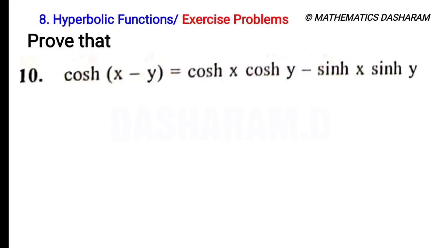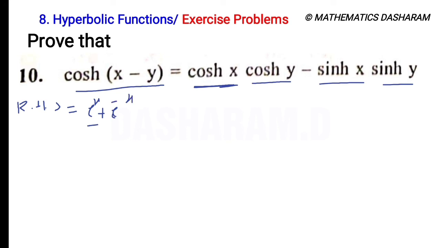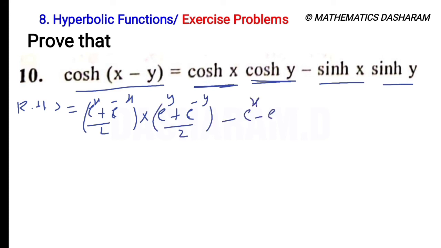10th question: prove that cosh(x-y) equals cosh x cosh y minus sinh x sinh y. Let's take the RHS. In the RHS, cosh x equals (e^x + e^(-x))/2 into cosh y, (e^y + e^(-y))/2, minus sinh x, (e^x - e^(-x))/2, into sinh y, (e^y - e^(-y))/2.